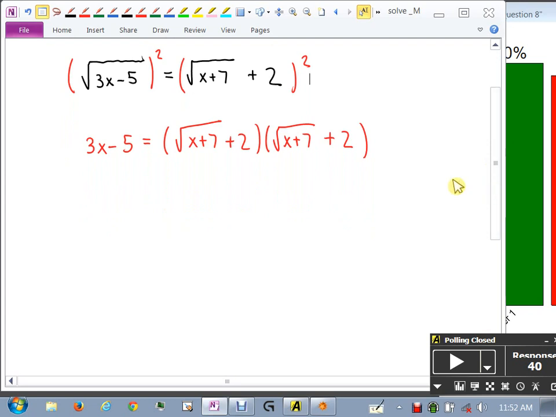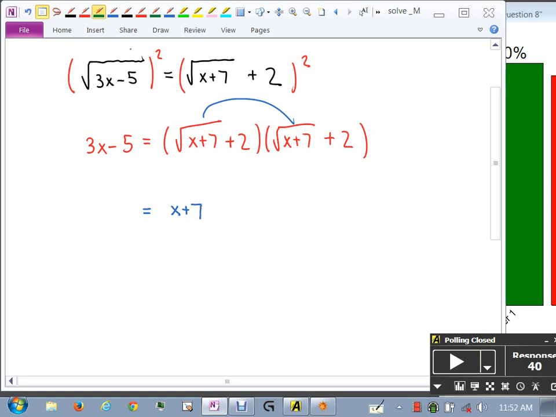All right, so what about this? Let's multiply this out. On the notes I handed out, I said some of the things you need to know how to do, right? Multiplying radicals. When I take the square root of x plus 7 times the square root of x plus 7, that's the same as the square root of x plus 7 squared, isn't it? Which just means you get x plus 7. So right here, this is going to be x plus 7.